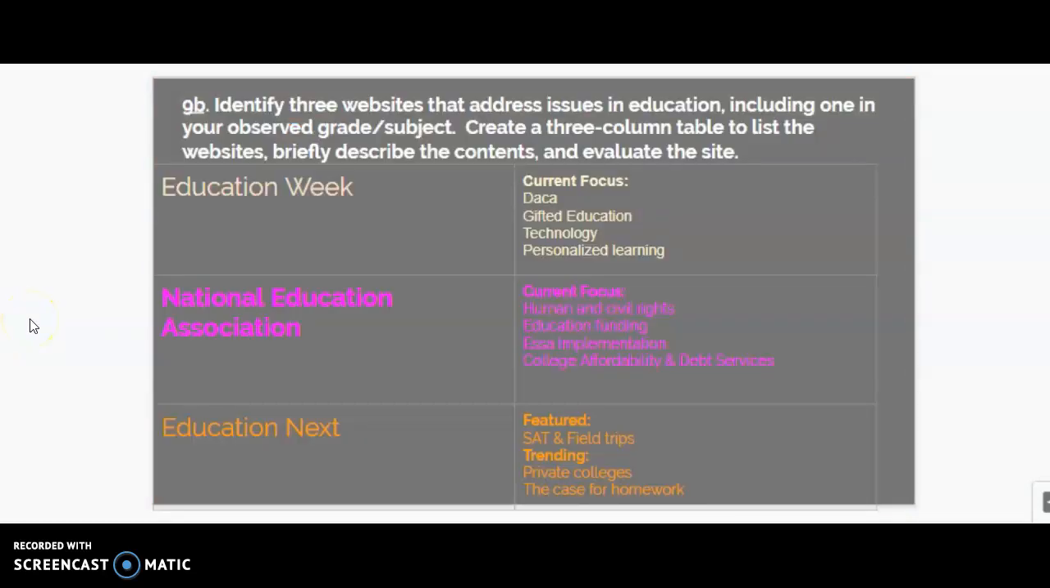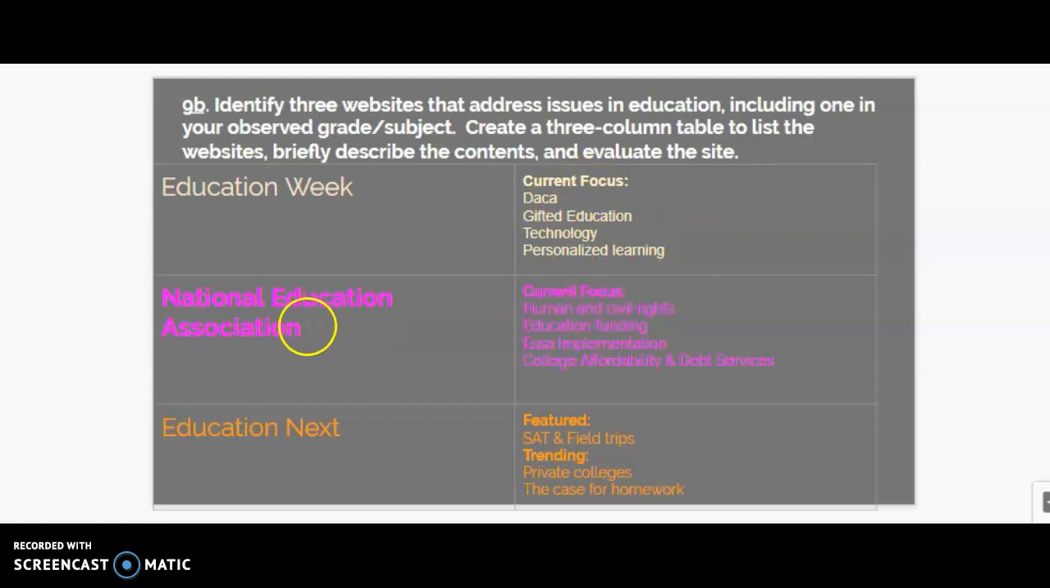Part B9 of the prompt: identify 3 websites that address issues in education. 3 websites that I found were Education Week, National Education Association, and Education Next. The current focus for Education Week was DACA, Gifted Education, Technology, Personalized Learning.